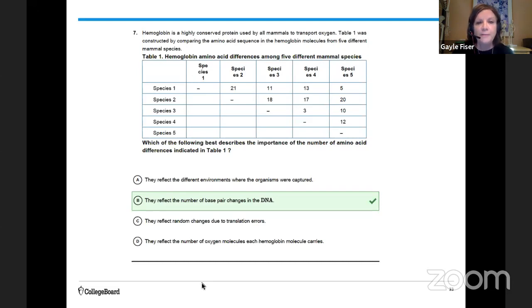So how do we code for an amino acid? It has to do with the DNA. It has to do with those 3 nucleotides that are going to be the codon for that particular amino acid to become part of that polypeptide.